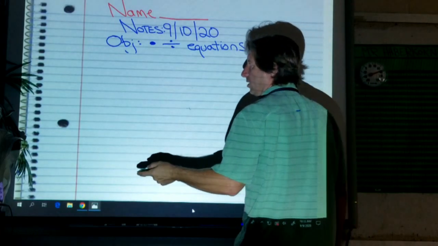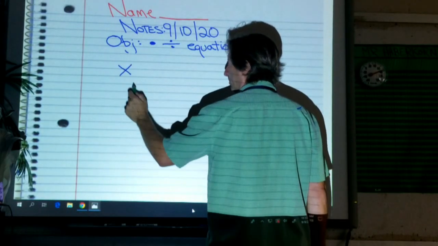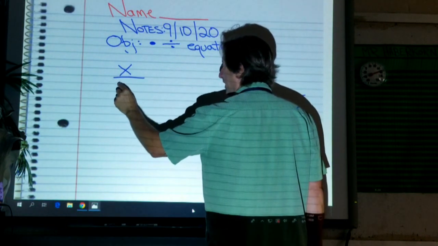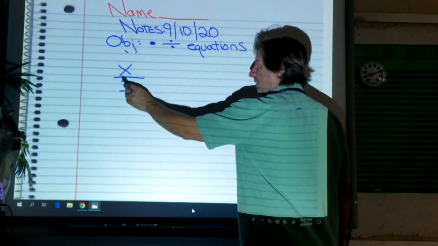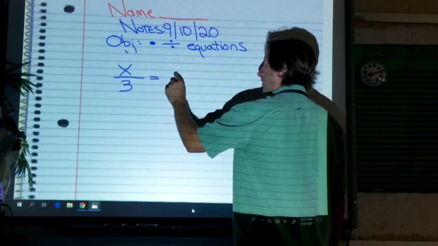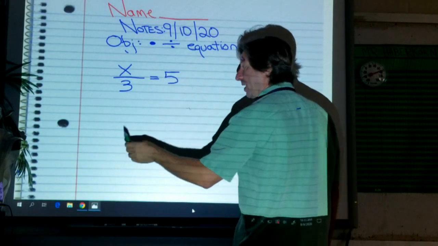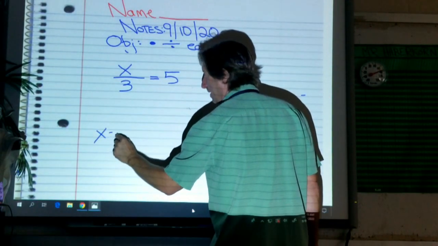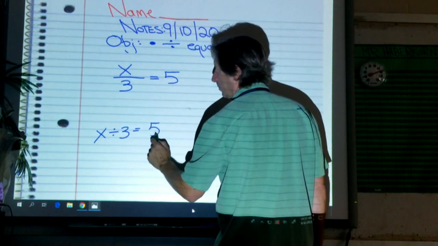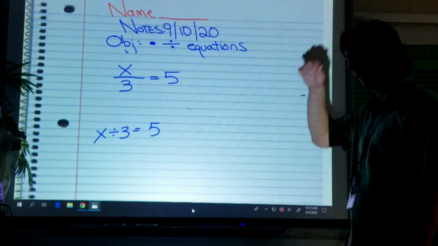So I'm going to do x. Now they don't use a division sign usually. They put it over it. X divided by 3. So when you see this, that means x divided by 3. Equals, we'll just say 5. You may see it written like this, but probably not. These both mean the exact same thing.